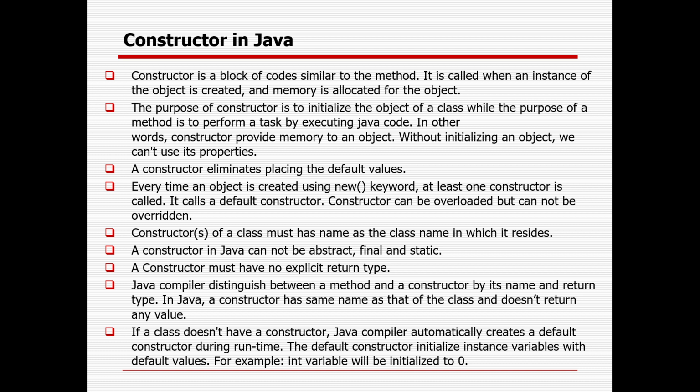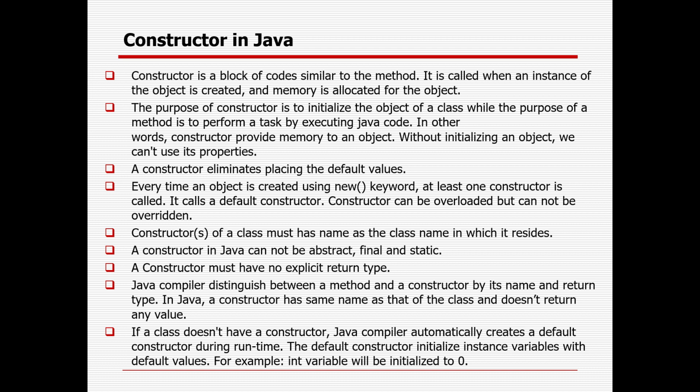A constructor cannot have a return type, right? Whatever return type you give it, like integer, decimal, float or void, a constructor cannot have a return type. So a constructor is a block of code similar to a method. It is called as and when an object or instance of the class is created and memory is allocated for the object.